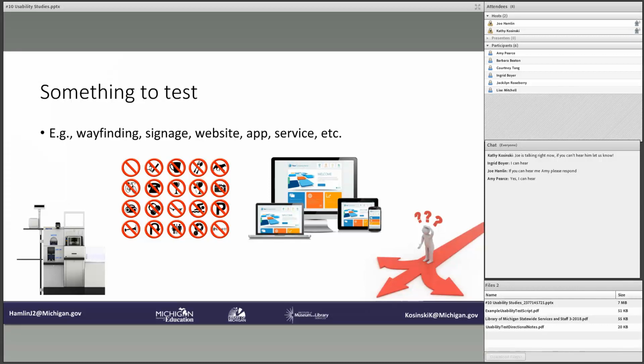Websites and apps are the bread and butter of usability testing. It's where a lot of the literature about usability testing comes from. Rather than walking alongside a person, you will be sitting next to them as they navigate your website or your app. And then services: I have a picture in the bottom left of a self-checkout machine. That's the example we're using throughout this presentation, because you have the tech element, possibly the signage on it, all wrapped up into one.